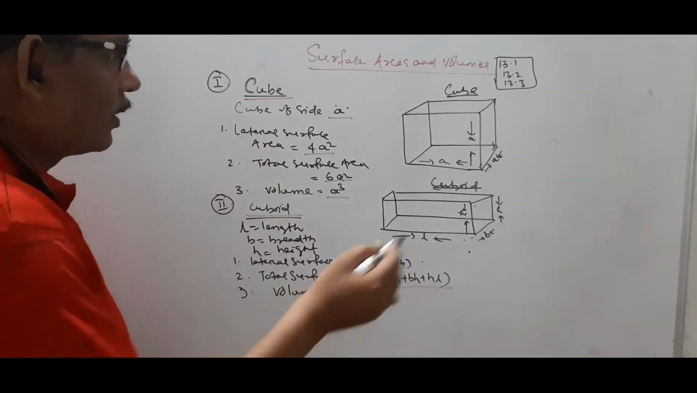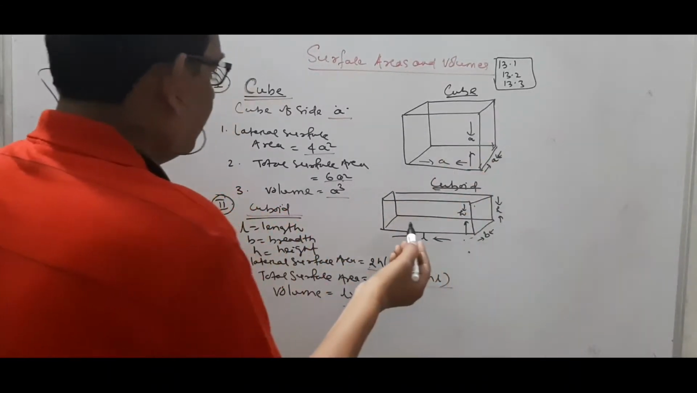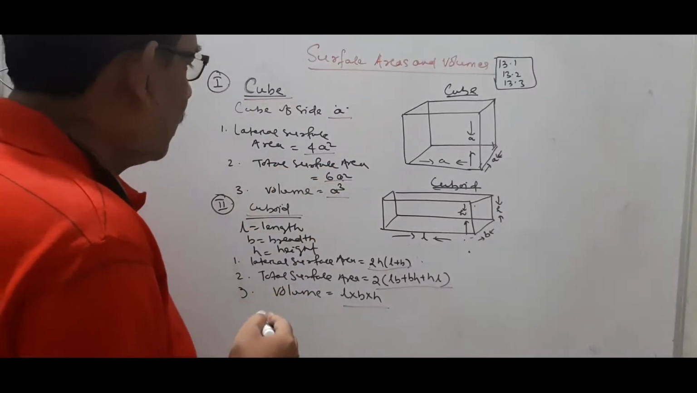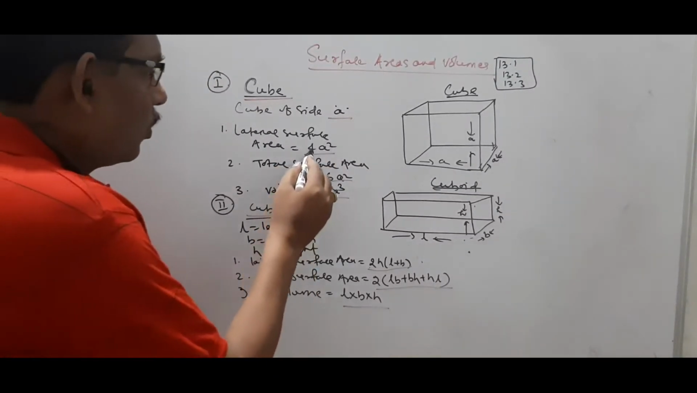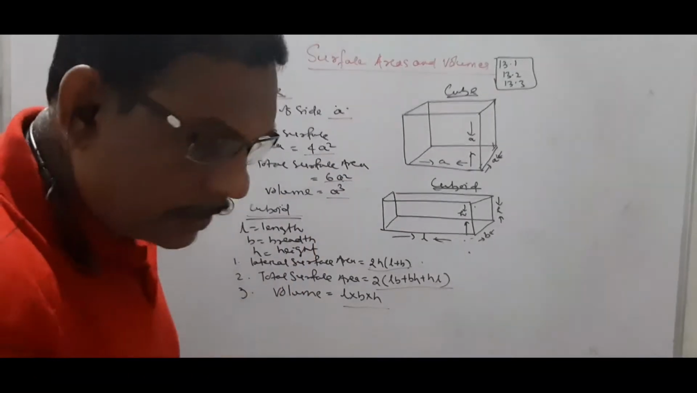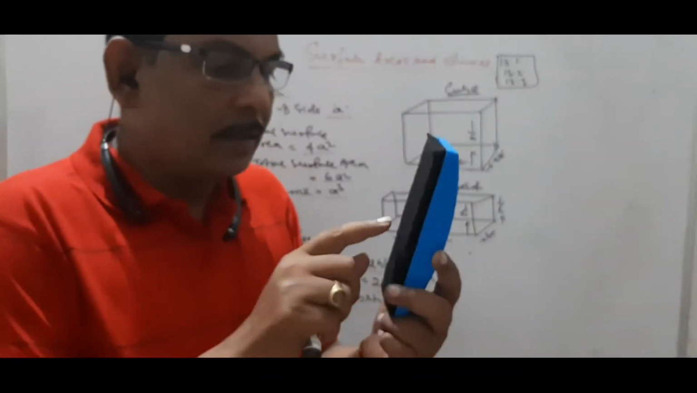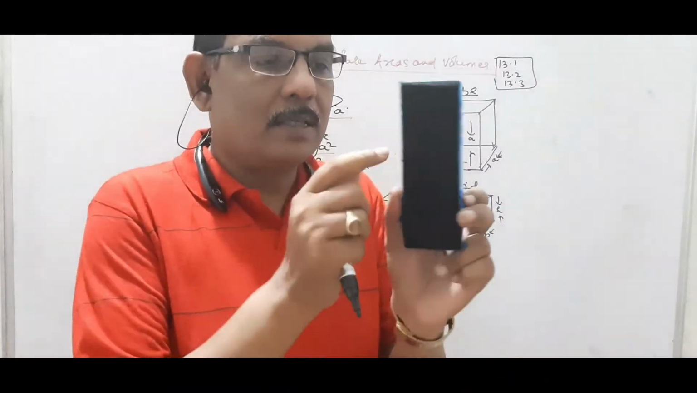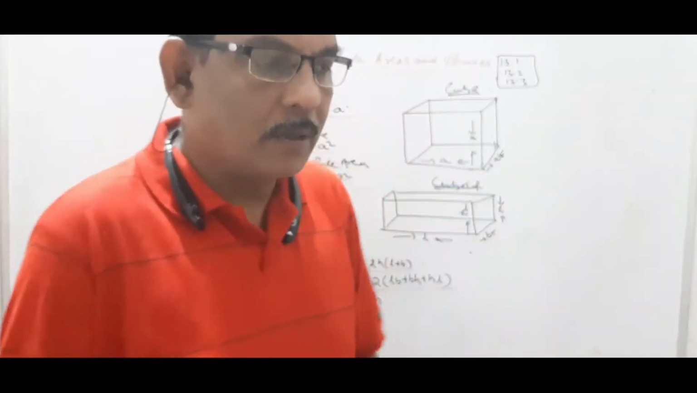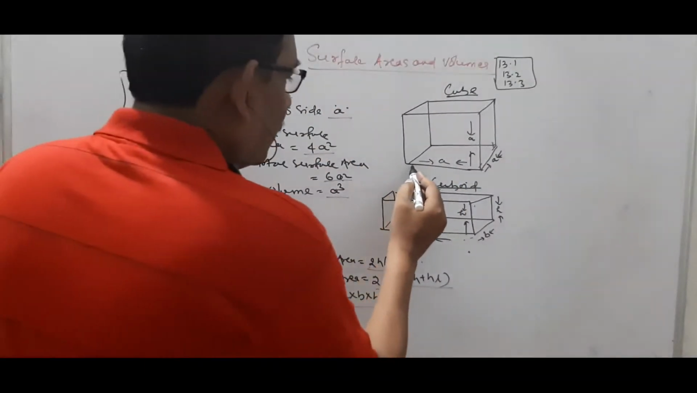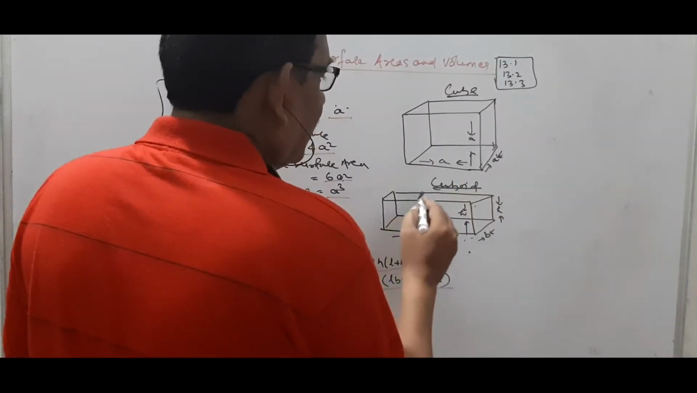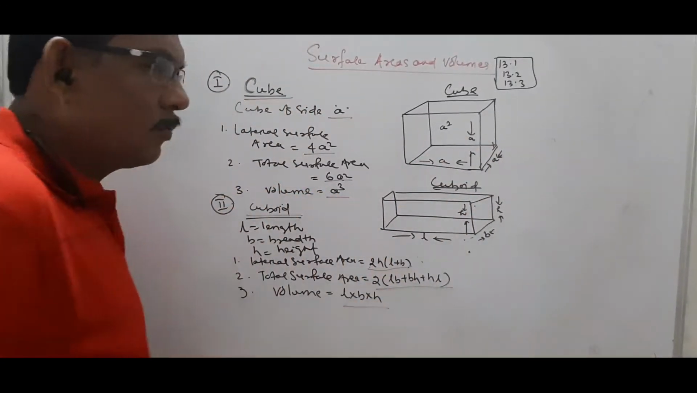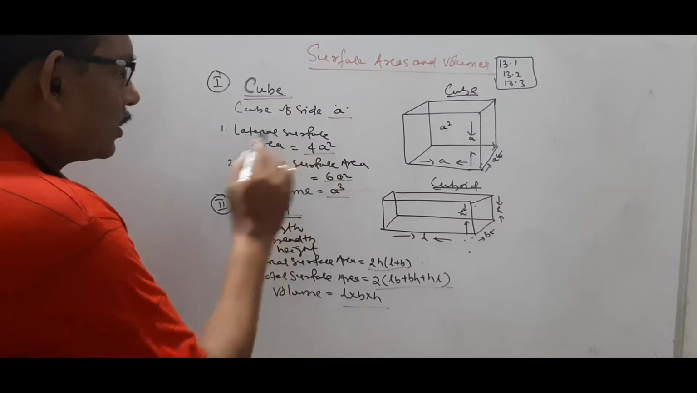So take one cube of side a. What is the lateral surface area? The lateral surface area of the cube is equal to 4 into side square. It means this is your lateral surface area: this face, this face, this face, and this face. There are 4 faces there. If the side length is a, then one face area is a square. So there are 4 sides, that is 4 a square.